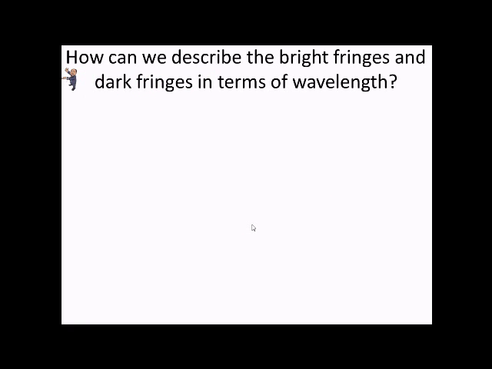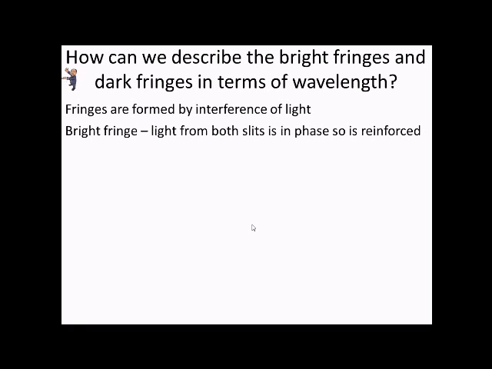Now, describing the fringes in terms of wavelength, we have to consider the interference that is going on. In a bright fringe, we know that the light is arriving in phase, and at a dark fringe, the light is out of phase by exactly 180 degrees or pi radians.